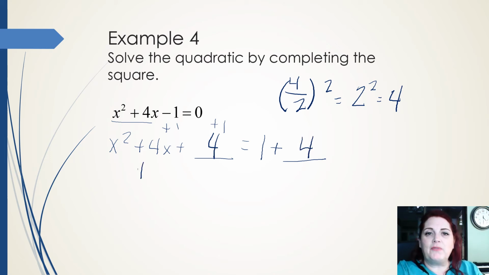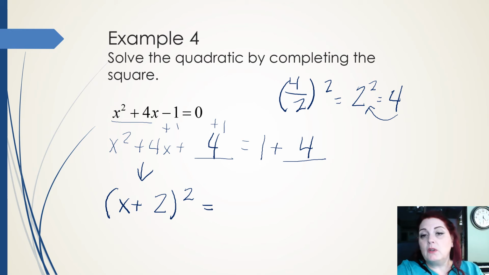So now we're going to factor this perfect square trinomial. It is x plus, and b over 2, remember, is 2. So it's x plus 2 squared equals, and let's combine these like terms. 1 plus 4 is 5.